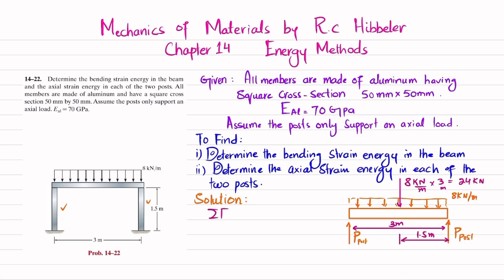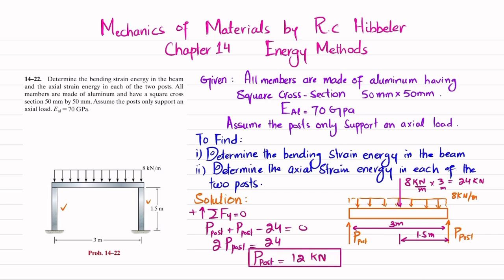You can see the sum of all forces along y direction must be equal to 0, and upward force is taken as positive. So P of post plus P of post, where P of post is the load that this post applies on this beam, minus 24 is equal to 0. So 2 times P of post is equal to 24. It means that each post applies a 12 kilonewton load on this beam.